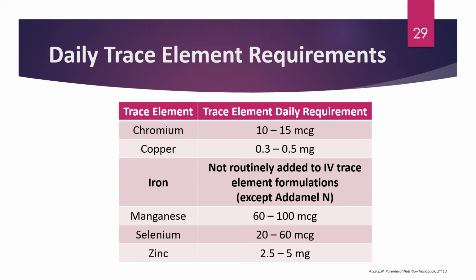as a trace element in PN is that it actually causes the PN bag to what we call crack, particularly if that PN bag contains fat emulsion. So if we have iron in a bag that contains fat emulsion, it actually increases the risk that fat emulsion will actually separate out into its original layers. And remember, emulsion basically means a mixing of 2 or more layers together into one more homogeneous layer.